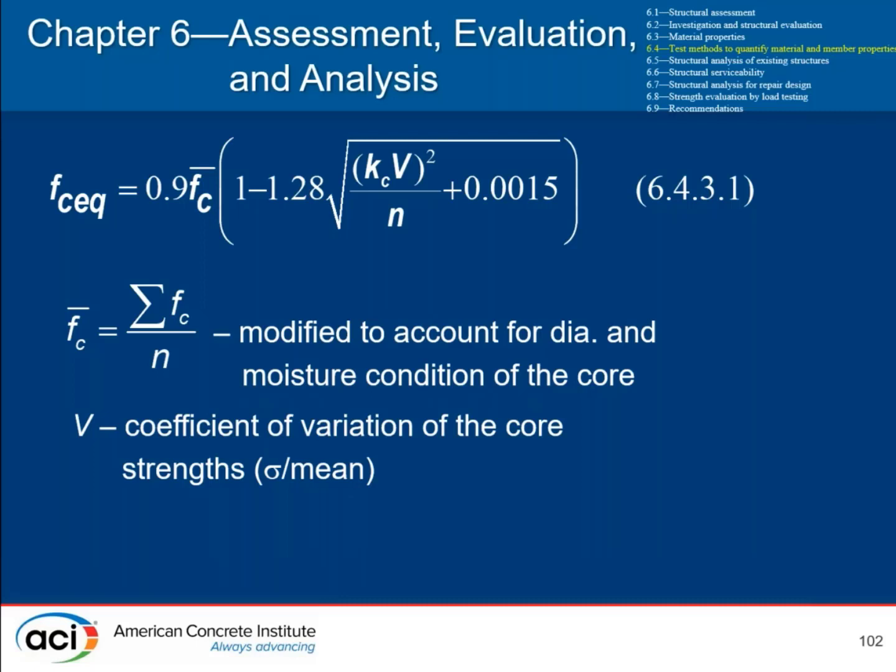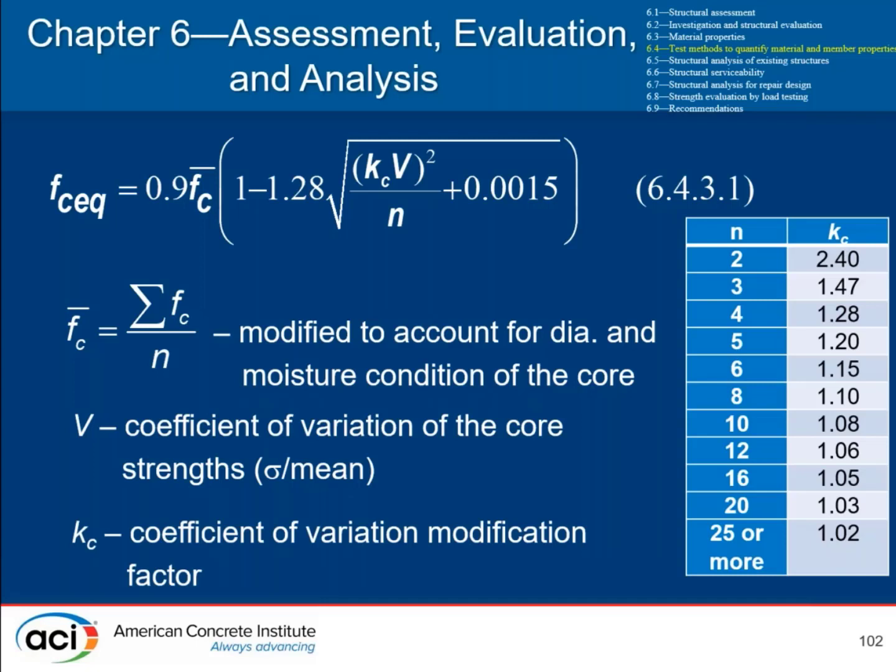So you're going to calculate the mean core strength, f'c bar, which you may have modified to account for the diameter and moisture condition of the core. The quantity in parentheses includes the coefficient of variation of the core strengths. Coefficient of variation is the standard deviation divided by the mean. It includes the number of core strength tests, N, and it includes a coefficient of variation modification factor, K sub C.